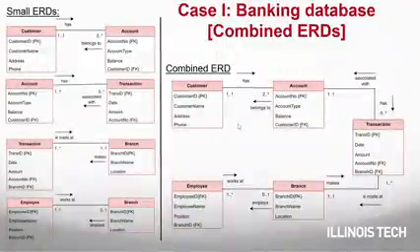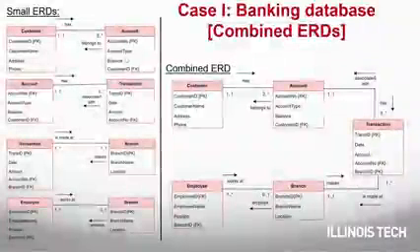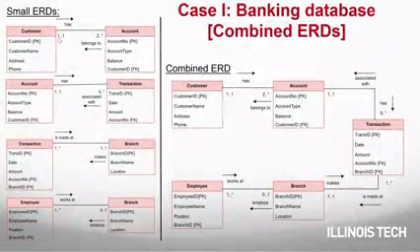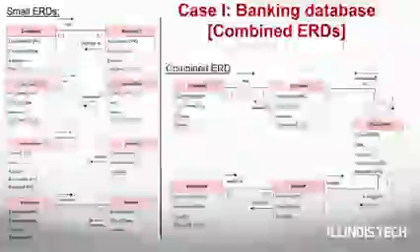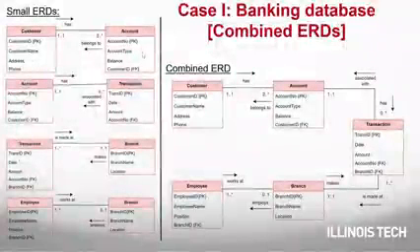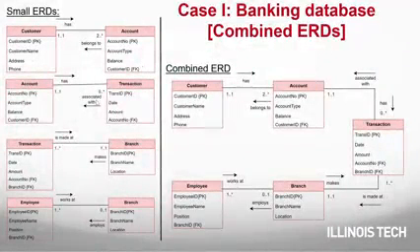So the next step is to combine all these small ERDs into one ERD, and you can see right over there. So the first ERD we talked about, customer and accounts, is right over there. You can look at the multiplicities are all well defined. You can look at the names of relationships. All the primary keys and foreign keys are clearly labeled. You can see them right over there. The same applies to the second small ERD, the third, and the fourth.